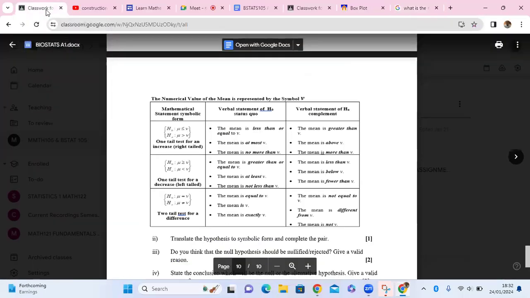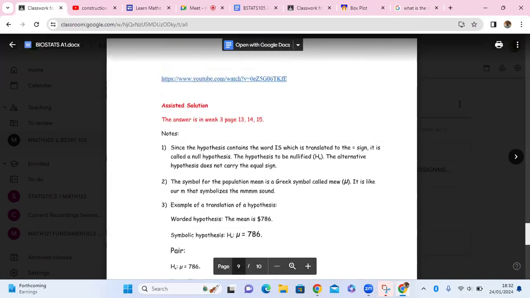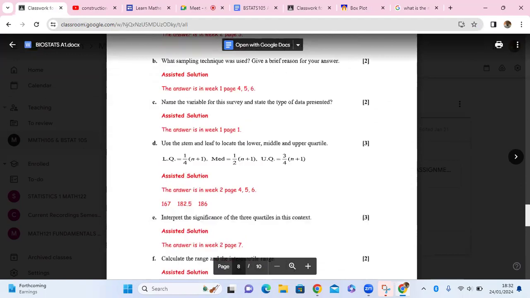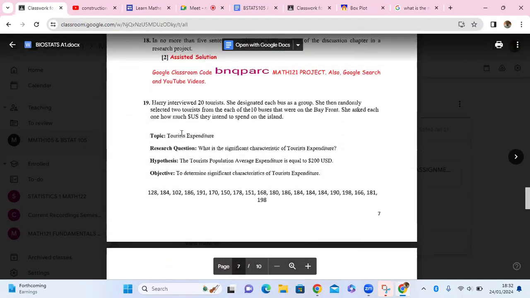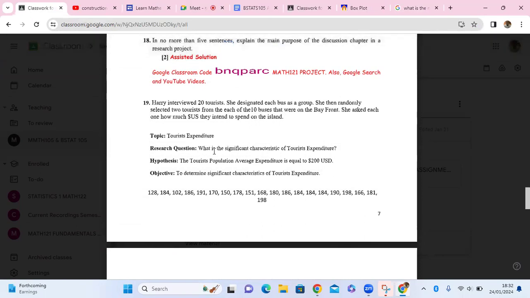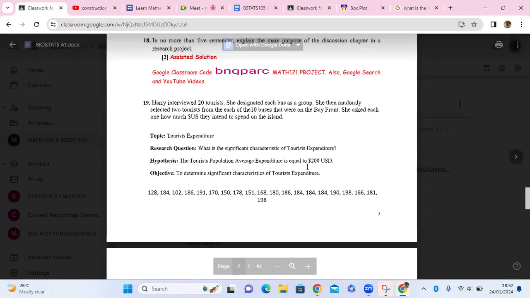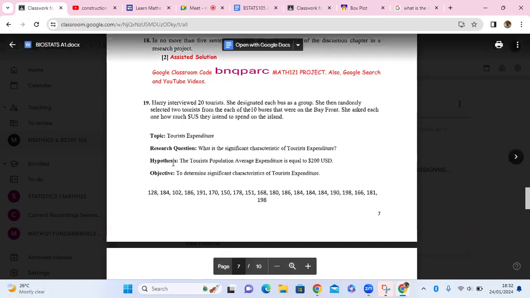So in this question, the hypothesis was stated at the beginning of question number 19. The topic is tourist expenditure. The research question is, what is the average tourist expenditure? And the hypothesis is a statement without empirical data to back it up yet. It says the average is equal to 200 US dollars. So what you need to do now is to translate this worded statement to symbolic form.